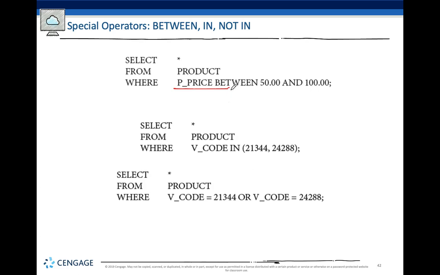Here we see price between 50 and 100. So you have to use the between operator with the and keyword, right? Between this and this. Okay. Here is the in operator, where we code in this particular list, and you can have more than two values. You can have any number of values here. So the in operator works just the same as the or operator. This query is the same as this query. You'll get back the same results, right?